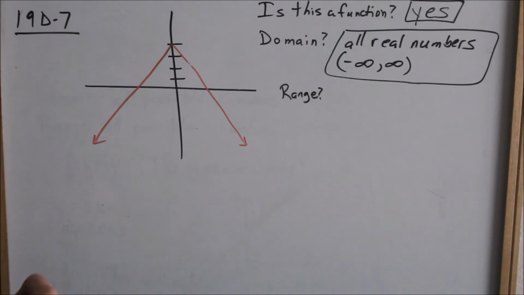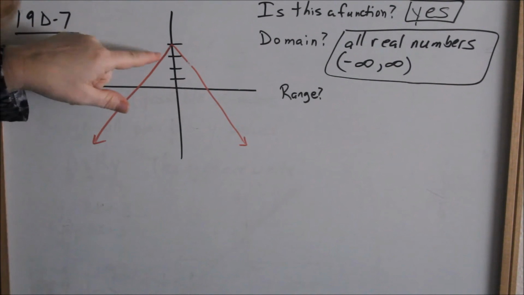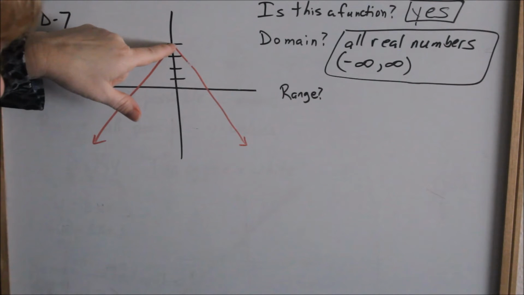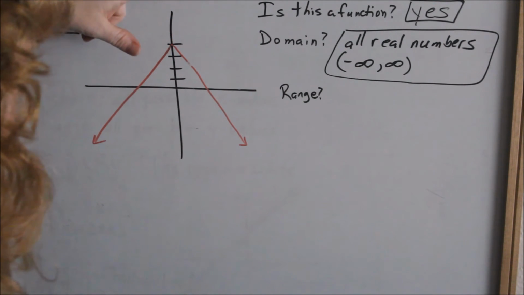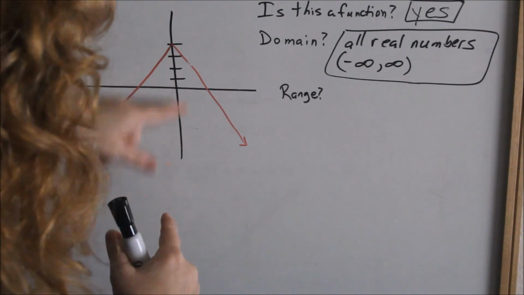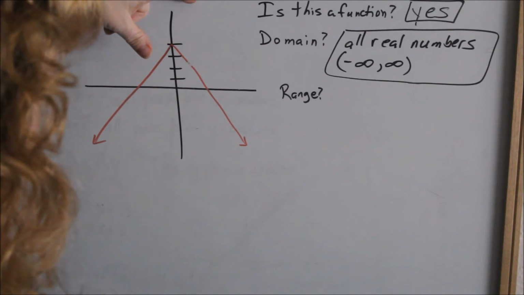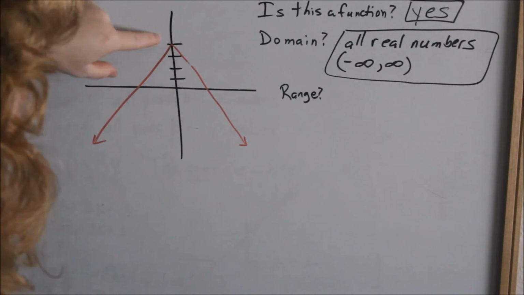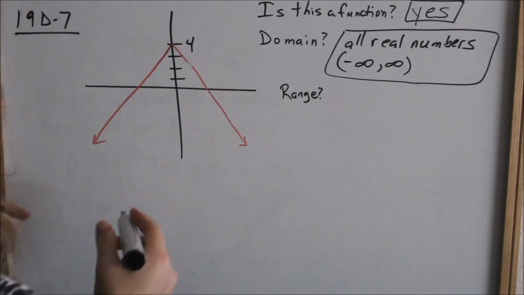Range. The range is all possible y values. There is a limit to our y values. If you look here, the graph stops right there. We don't have any y values up above that, because if we go up any higher, this is where our y values stop. Y values are looking at the y-axis. We don't have any y coordinates, any points up here above 1, 2, 3, 4. Okay, this is 4 right there.